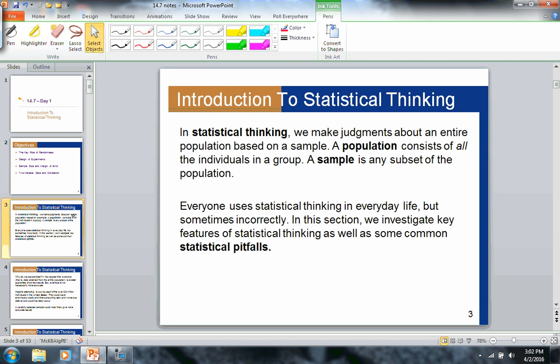Now, in statistical thinking, we make judgments about an entire population based on just a sample. So a population consists of all the individuals in a group, and a sample is just the subset of the population. Everybody uses statistical thinking in everyday life, but sometimes it's done incorrectly. So in this section, we're going to investigate the key features of statistical thinking, as well as some common statistical pitfalls.